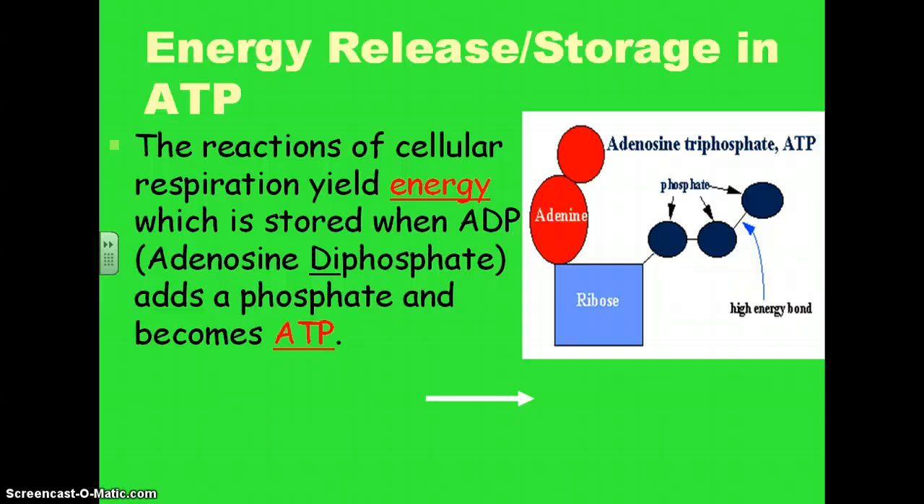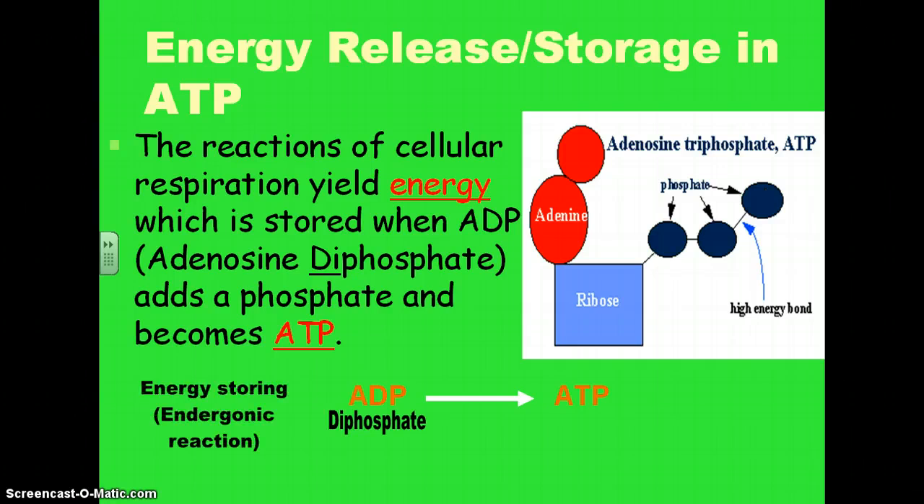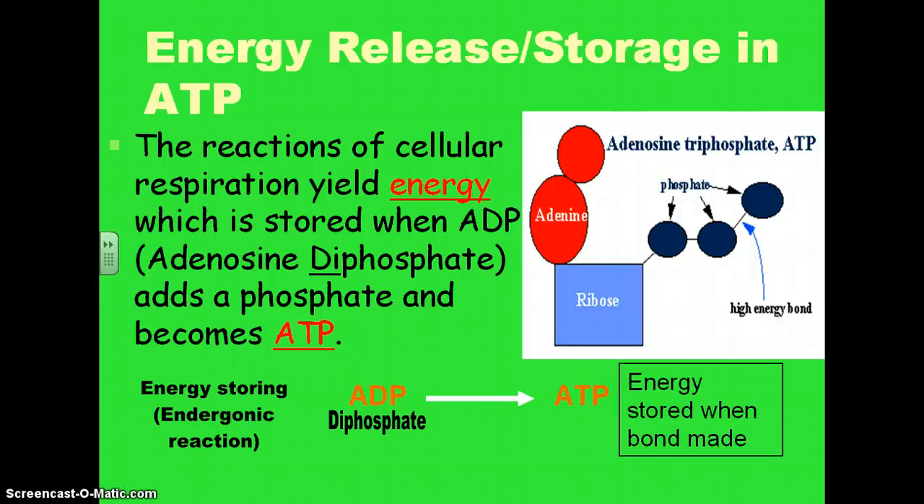The opposite is an endergonic reaction, and this is the reaction that stores energy. So the ADP we were talking about, without that third phosphate, gains a phosphate. When it gains its phosphate, the energy is stored in that bond between the second and third phosphate. So ADP turns into ATP, and this is endergonic, meaning energy enters the reaction and is stored. So energy stored when a bond is made is an example of an endergonic reaction, or an energy storing reaction.